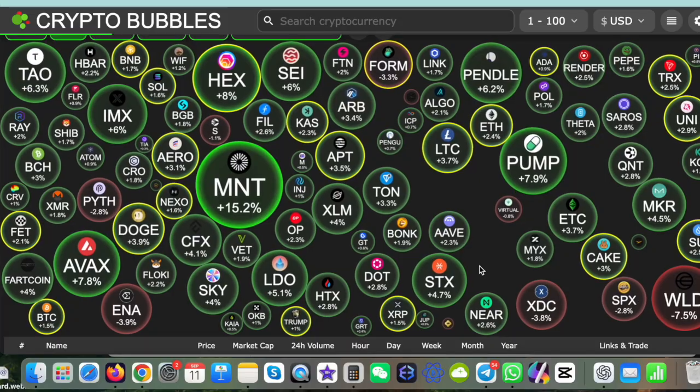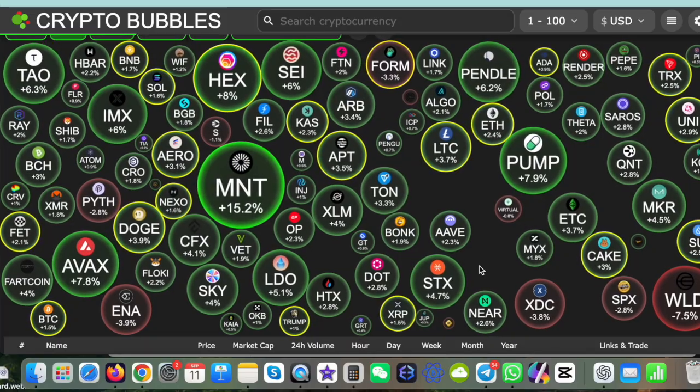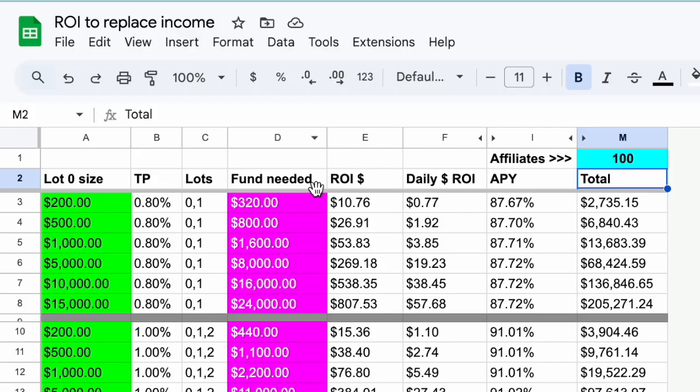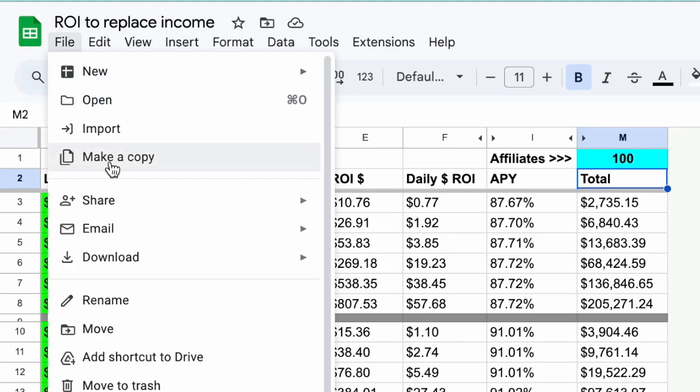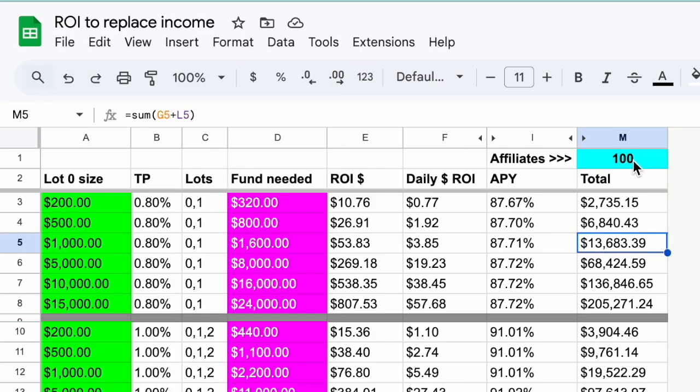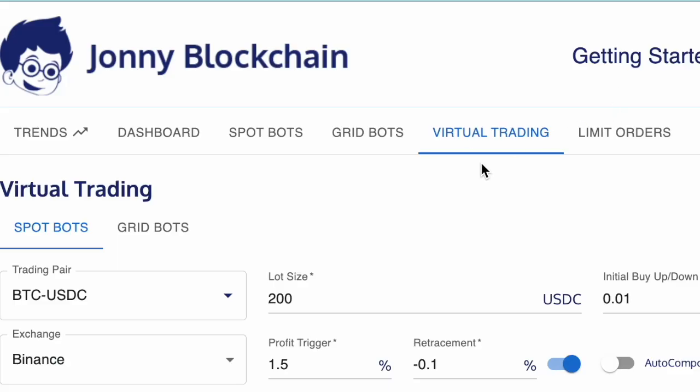Let me know what your coins are in the comments, and let me know if you want to get access to this spreadsheet. All you need to do is to come in, click on File, and you'll go down to Make a Copy. And the only number you need to change is this blue number and these green numbers. You know, you could change these down here, and then you can use JonnyBlockchain's virtual paper trading tool to run your simulations. In my next video, I'm going to do the grid bot, and then we'll compare the two maybe in a third video.